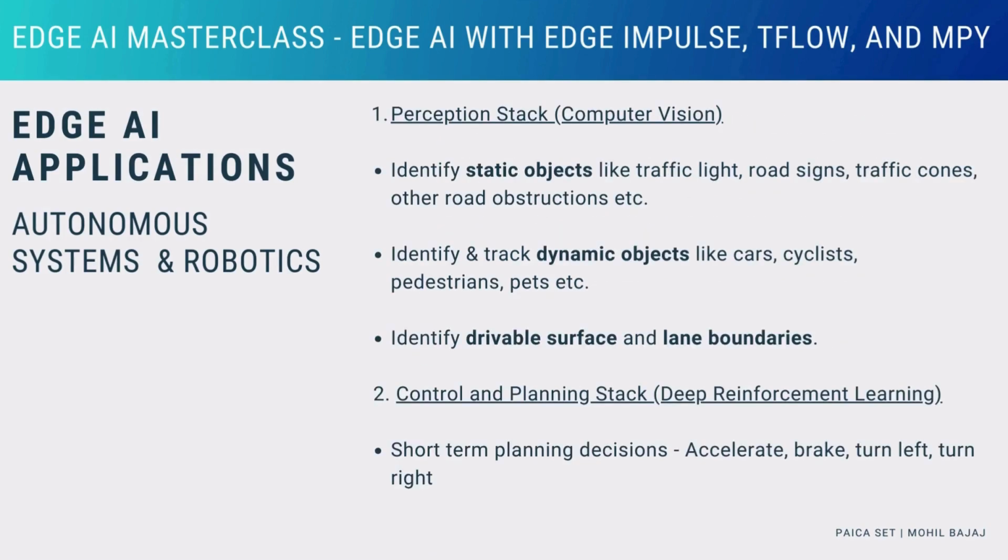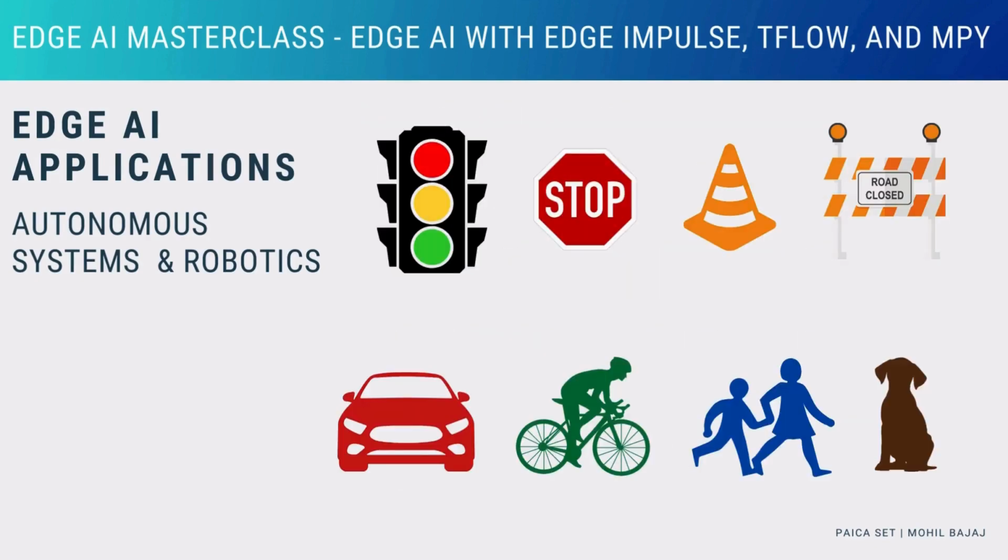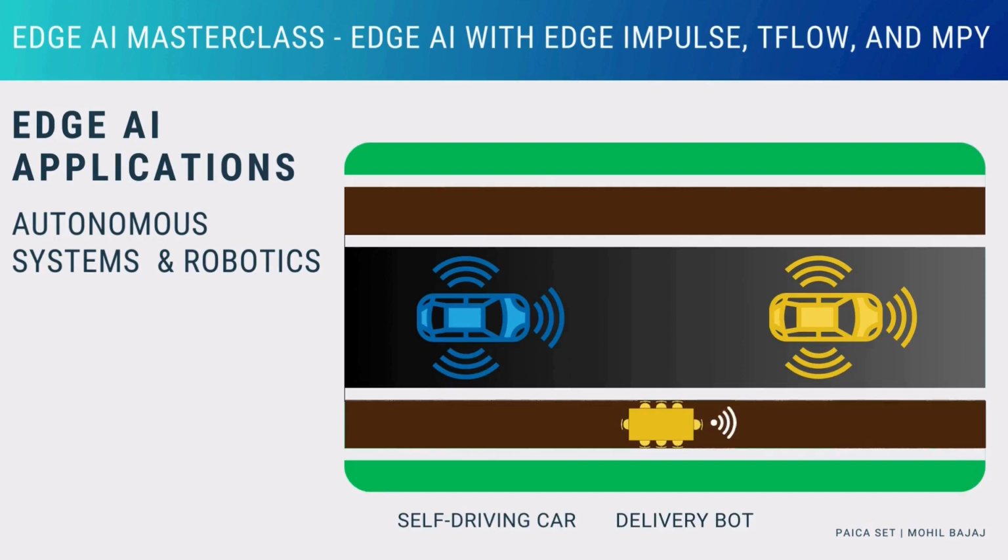Let's look at a few details on how autonomous robotic systems use Edge AI, or machine learning and AI in general. An autonomous system has multiple software components. One of the components, called the perception stack, is the one that uses computer vision to detect different types of objects. For a self-driving car or a delivery robot, it detects static objects like traffic lights, road signs, traffic cones, and other road obstructions. It also detects and tracks dynamic objects on the road like cars, cyclists, pedestrians, pet animals, etc. Finally, it detects drivable surface and lane boundaries, and that's what keeps these self-driving vehicles on the road and delivery robots on the footpaths.